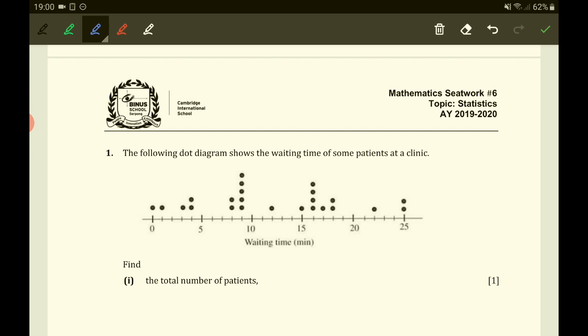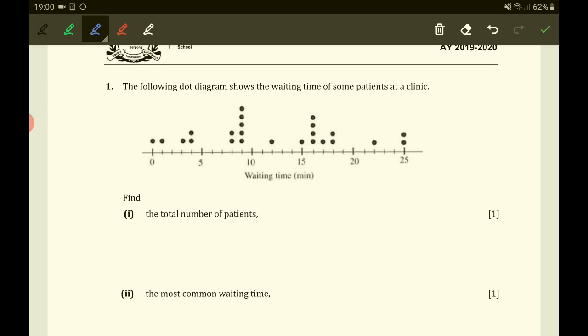Here, the following dot diagram shows the waiting time of some patients at a clinic. Yeah, so we have a horizontal line here. The numbers on the horizontal represent the waiting time in minutes. So 0 minutes, 5 minutes, 10 minutes, etc. And the dot here represents the number of patients. Okay, yeah, so 1 dot is 1 patient, 2 dots is 2 patients, and etc.